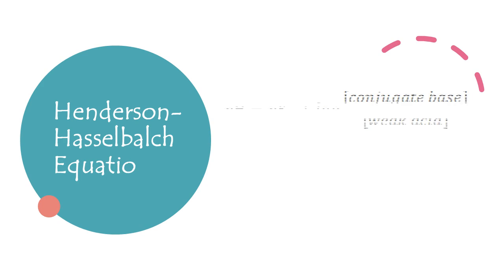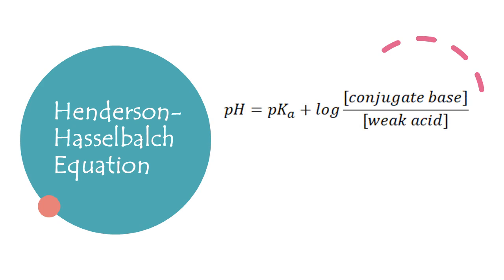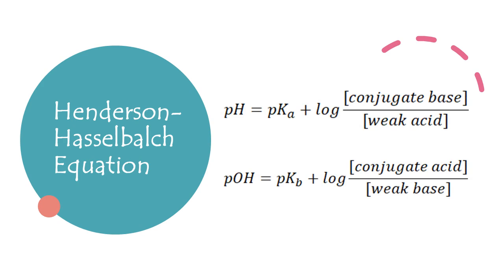Finally, we can calculate the small changes in pH by using the formula called the Henderson-Hasselbalch equation. There are two equations. The first equation is used for acidic buffer solution, and the second one is for basic buffer solution.